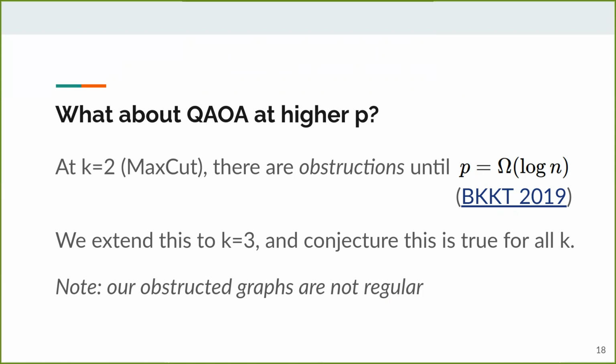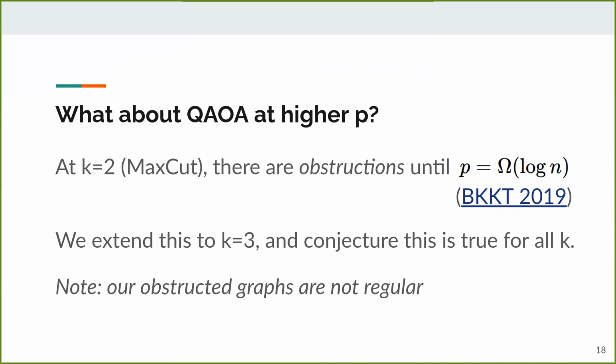There is a known obstruction for QAOA on max cut, which is you can't get within a constant fraction of optimal until the depth is logarithmic with the system size. What we do is we extend this kind of neat proof into 3XOR. Based on our extension, we guess that it's probably true for all K.